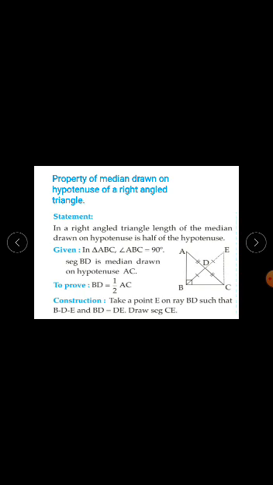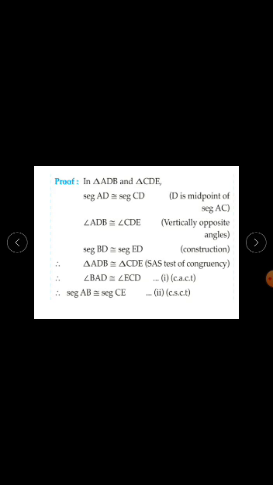Now, construction. Take a point E on ray BD such that B-D-E and BD is equal to DE. Draw seg CE.